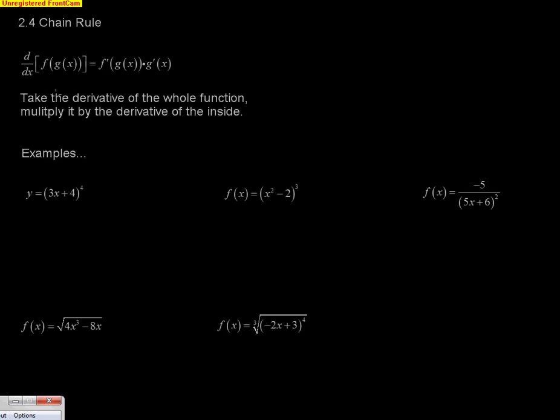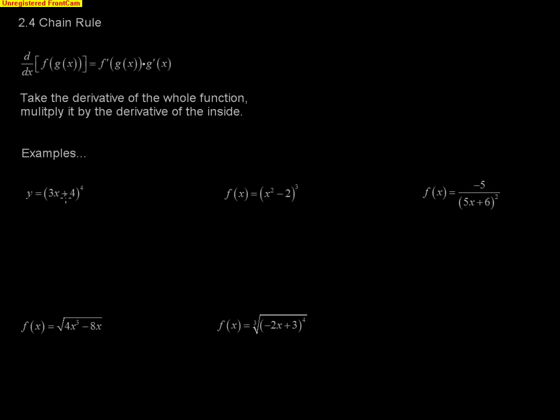This is for my calculus class, so we're taking derivatives involving the shortcut using the chain rule. The notation here is at the top. We have the derivative of a composite function. We have a function inside a function. And pretty much in English, we want to take the derivative of the whole function and multiply by the derivative of what's inside.